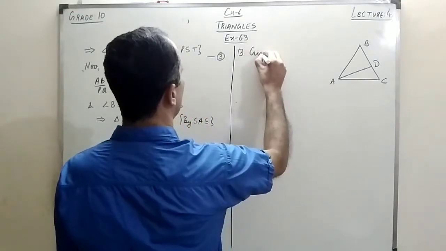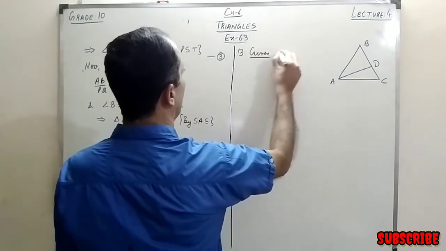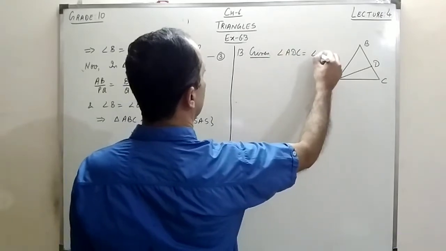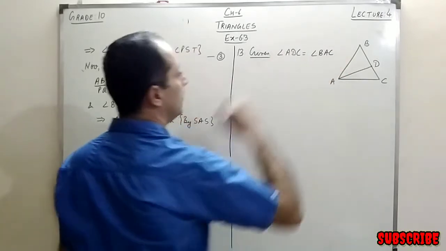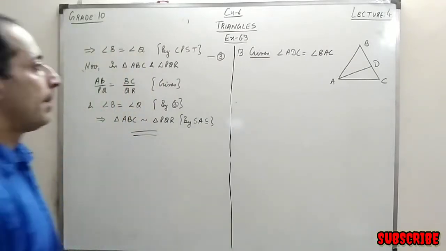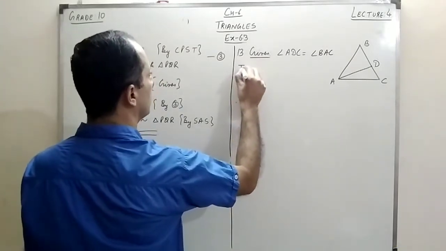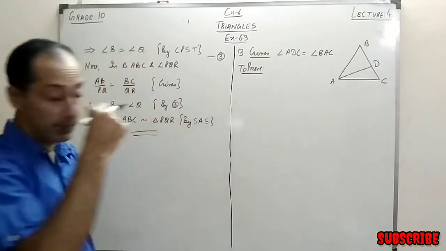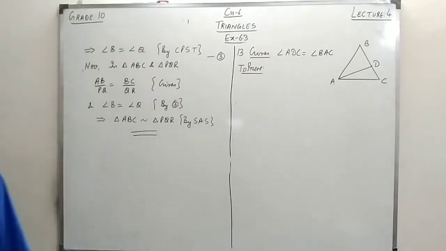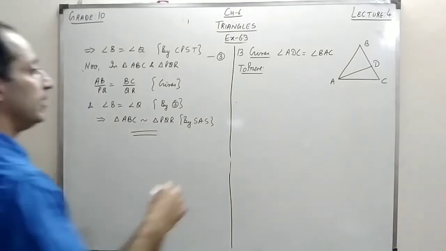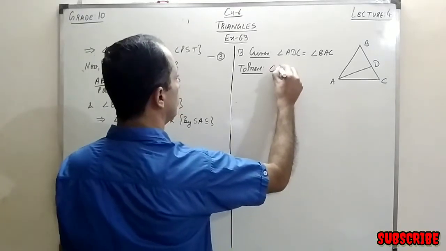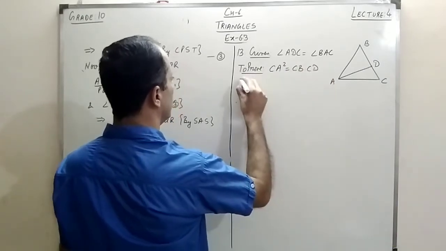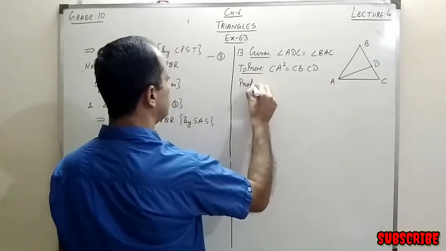So what is given to me? I write angle ADC is equal to angle BAC, right? Now, what we have to prove? We have to prove that CA square is equal to CB into CD. Let's talk about the proof now.